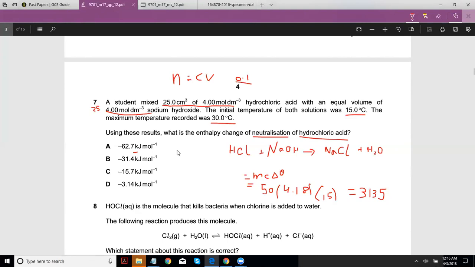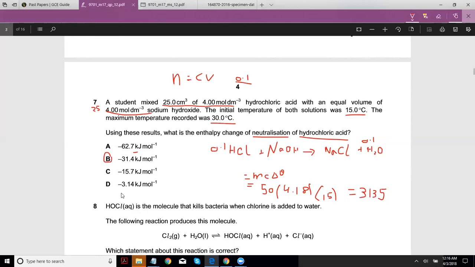Then we divide by how many moles? One mole? The enthalpy change of neutralization is the amount of energy produced in the making of 1 mole of water. In this case, if you have 0.1 moles of HCl, you'll have 0.1 moles of H2O. So we divide 3135 by 1000 to get kilojoules of energy, then divide by 0.1 mole. We should get 31.35, which is like 31.4, which is B. And all of these are exothermic, so there's no tension there.